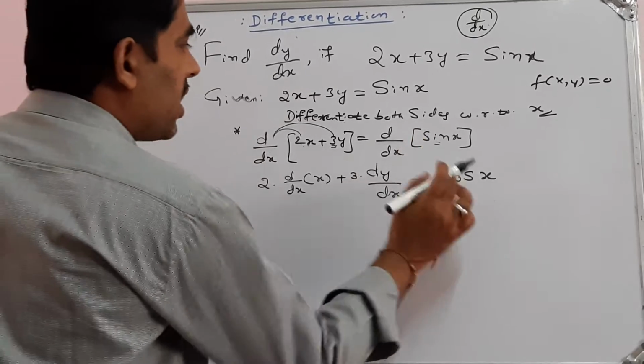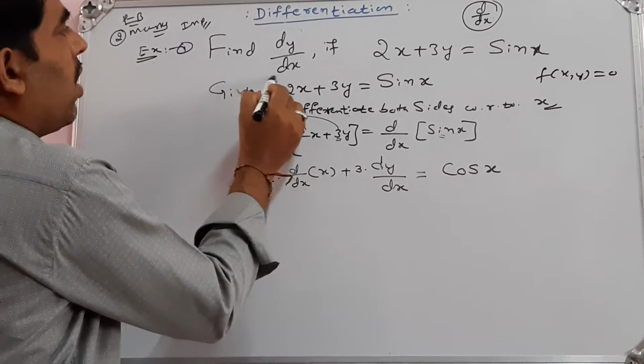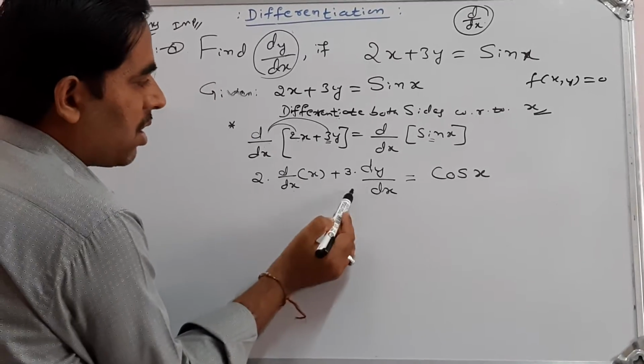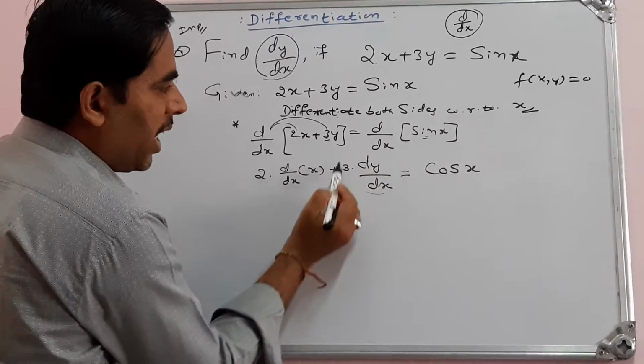So derivative of sin x is cos x. Our job is to find dy by dx. So where is dy by dx? Here only one term contains dy by dx.